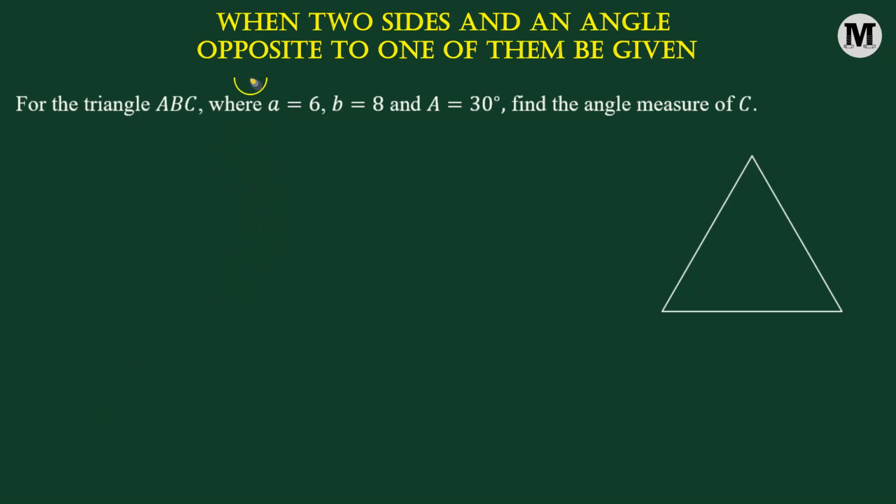For the triangle ABC, where the measure of side a is 6 units, the measure of side b is 8 units, and angle A is 30 degrees, find the angle measure of C.